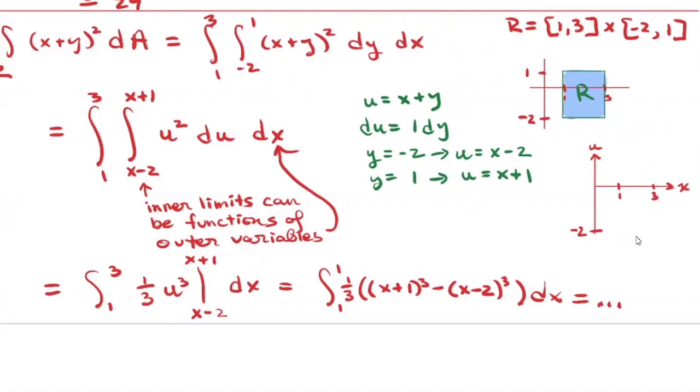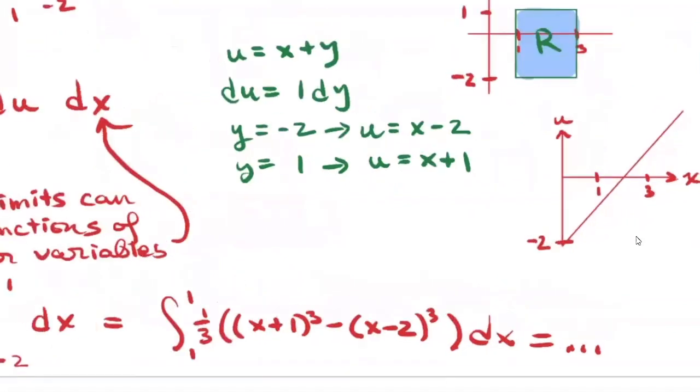And I'm going to go ahead and draw a u equals x line like this. Let me see, what's the x-intercept? If u is 0, x is 2. So this is going to cross like this. Okay, and then at 1, that line right there is u equals x minus 2.